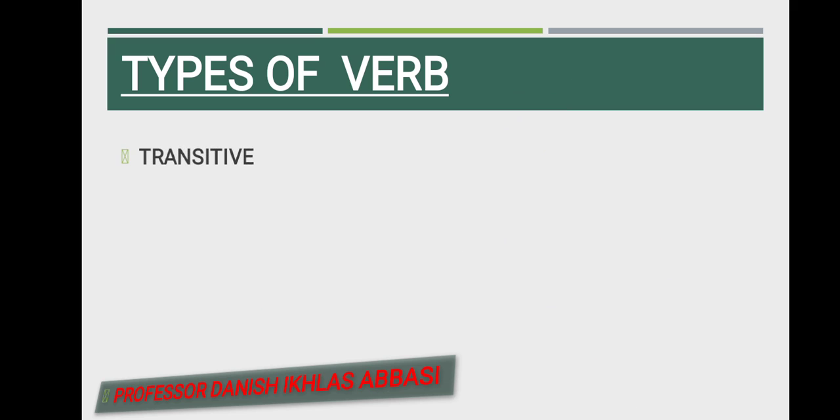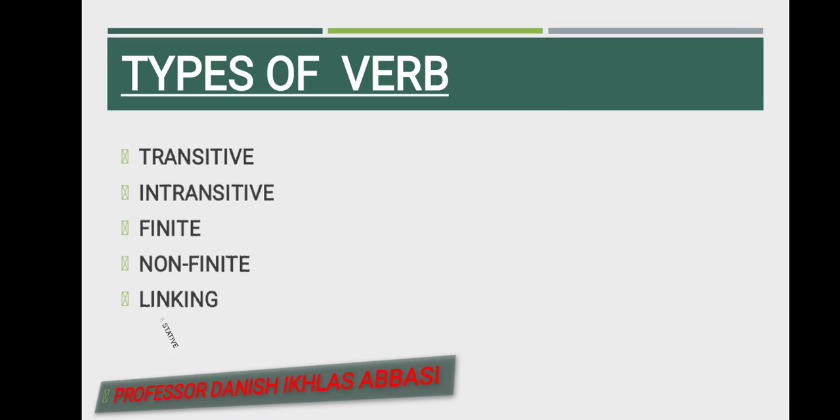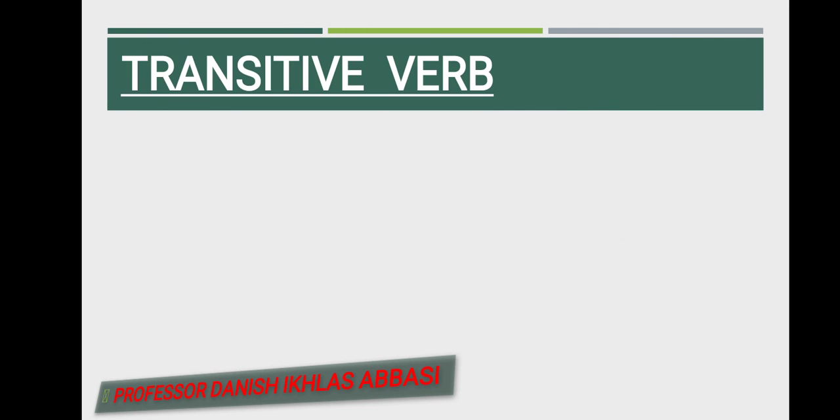Now, the types of verb. Verb has types like transitive verb, intransitive verb, finite verb, non-finite verb, linking verb, and stative verb. Now, first of all, the transitive verb.